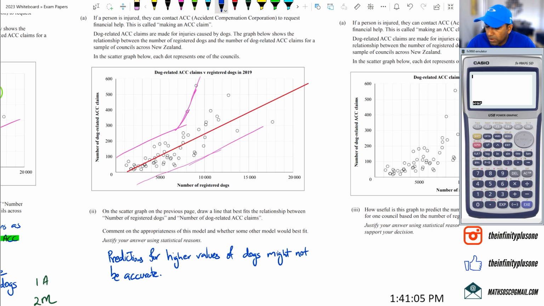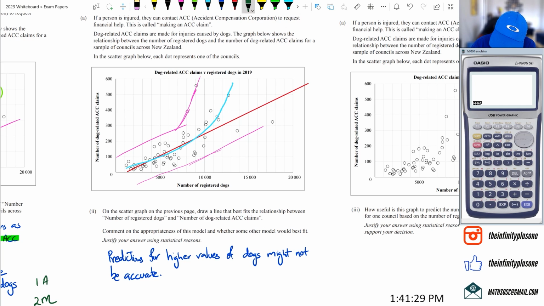Okay, so you might have actually done this as a piecewise function. A piecewise function is when you do two lines, or you might say that this is not a straight line, that this could actually be a curve. So a curved line might be a better fit for this, but as long as you explain why you think it fits that curved line.